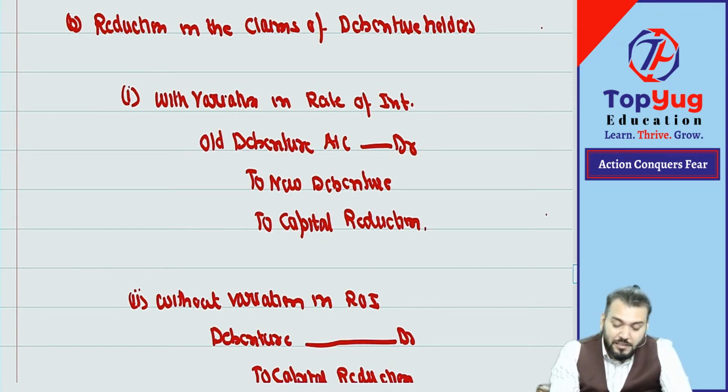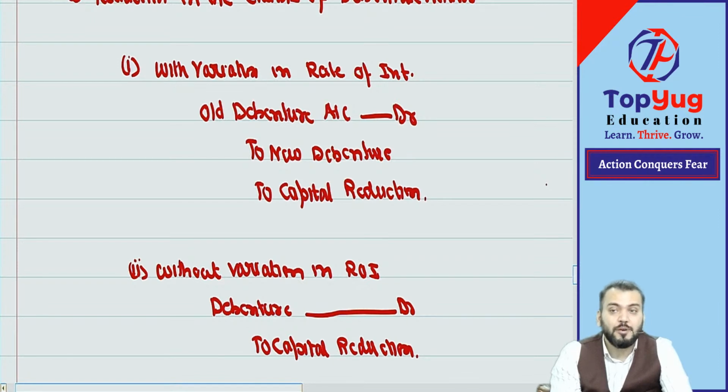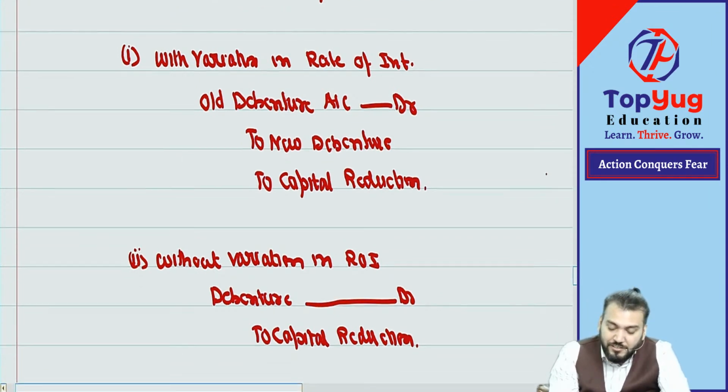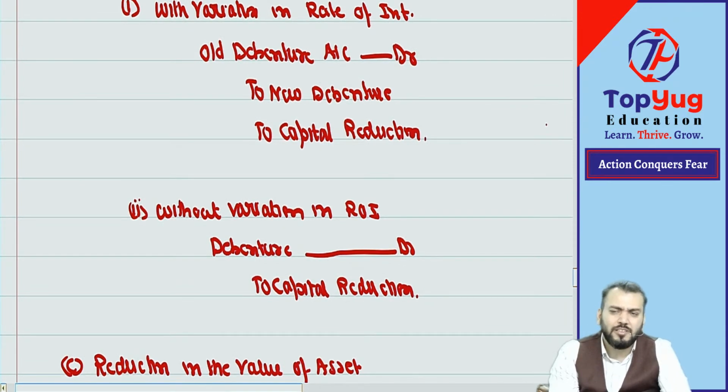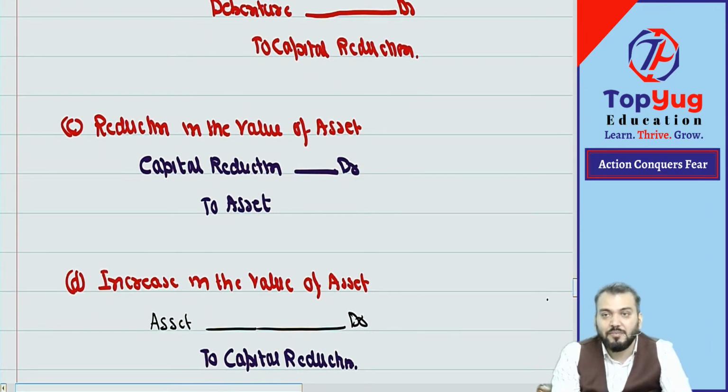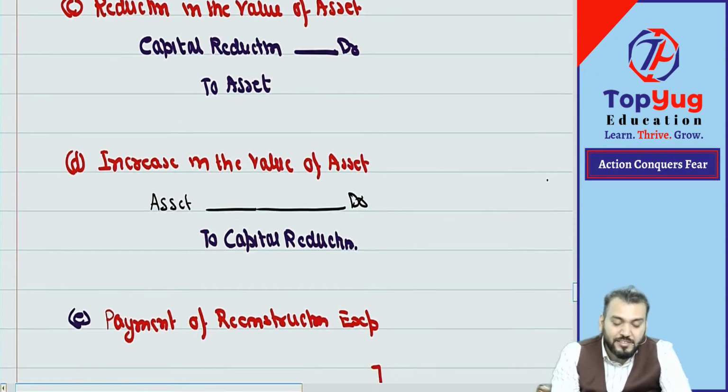Then reduction in the claims of debenture holders can be of two types: with variation in rate of interest, and without variation in rate of interest. With variation, what journal entry? Old debenture account debit to new debenture, and the difference will be transferred to capital reduction. If there is no change in rate of interest, means the class of debenture remains the same, so debenture account debit to capital reduction. Then reduction in the value of asset: capital reduction account debit to asset. Increase in the value of asset: asset account debit to capital reduction.